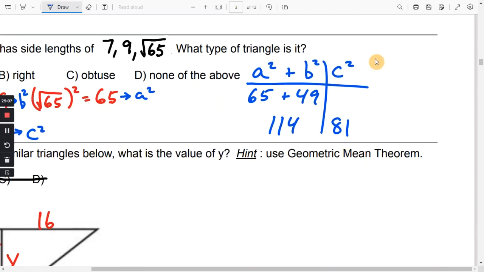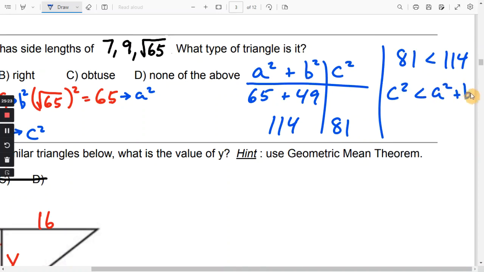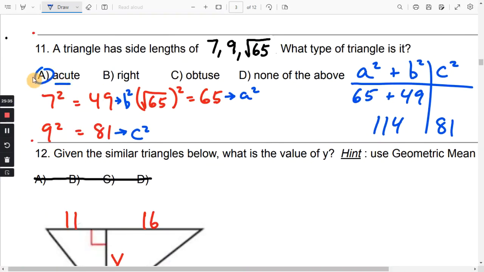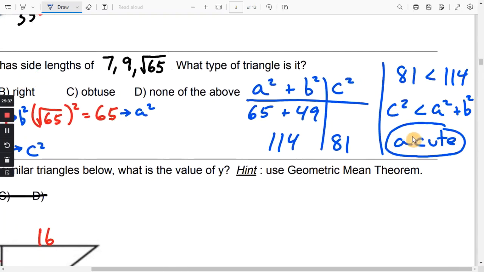All right, so 81 is less than 114. So that means c squared is less than a squared plus b squared. And when c squared is less than, it's acute. All right, so that would be answer A, acute. All right, so remember, when it's less than, it's acute. When it's greater than, it's obtuse.